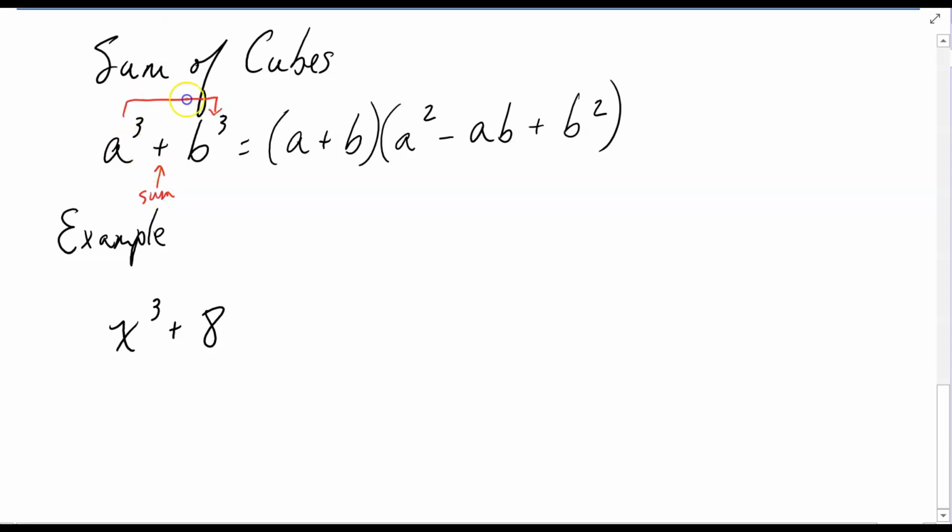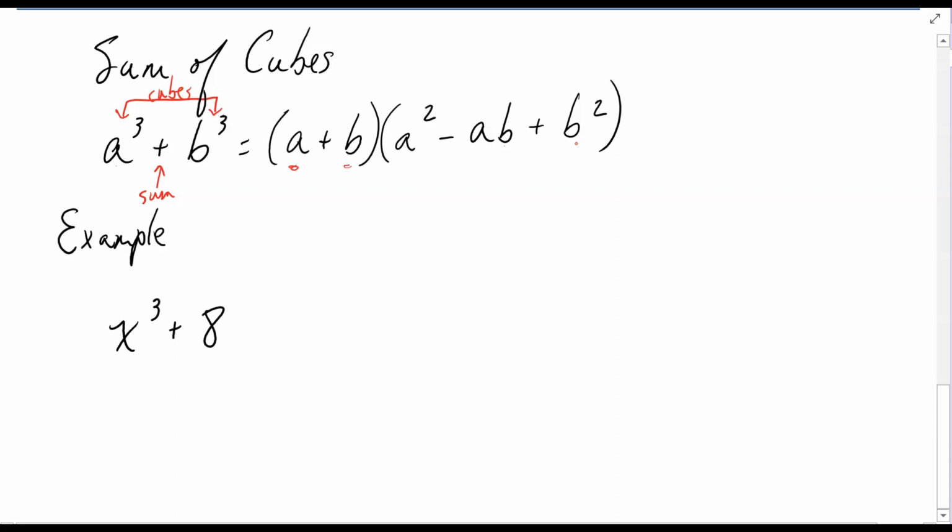And these two values are cubes of something. A cubed is the cube of A, B cubed is the cube of B, and these will factor in this pattern. So the cube root of the first term plus the cube root of the second term, the square of the cube root of the first term, subtract cube root of the first term times cube root of the second term, plus the square of the cube root of the second term.